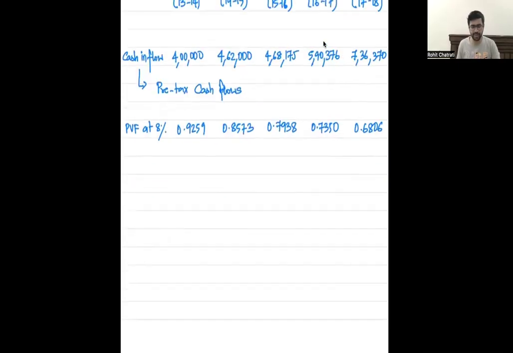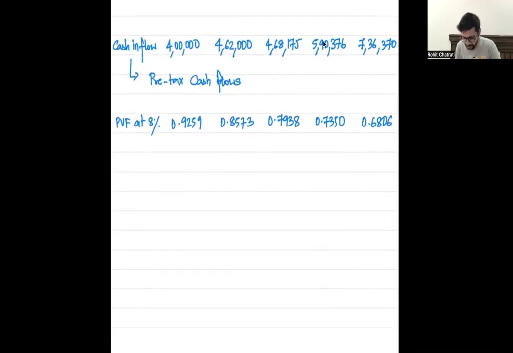Discounted cash flow will be calculated as the product of cash inflow and the present value factor. So that will be 44 lakhs multiplied by 0.9259 for the first year, which will be equal to 3,70,360 for year 1. This is the discounted cash flow.